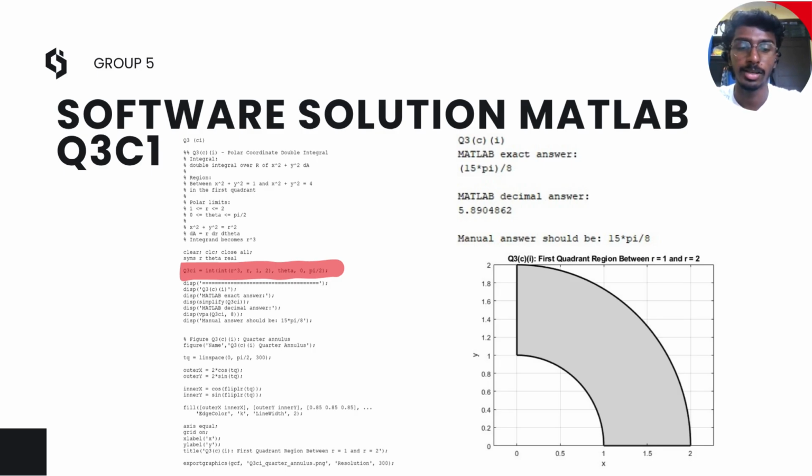The graph generated by MATLAB shows the region between the two circles in the first quadrant. This confirms that the polar limits used in the simulation are correct.